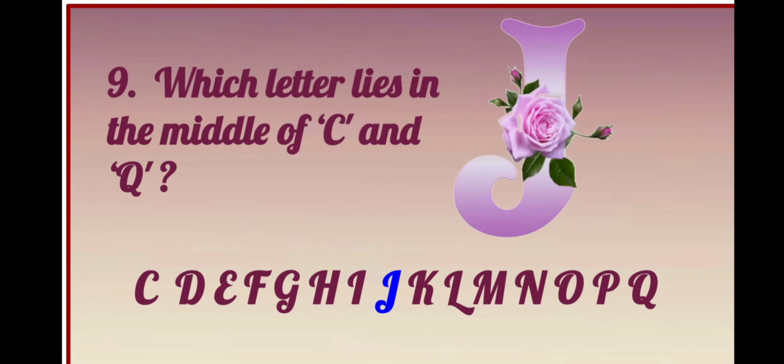Next is, which letter lies in the middle of C and Q? So here again we write only from C to Q. And you can see this: if we count from the C side, 1, 2, 3, 4, 5, 6, 7, 8, J will come, and from the Q side, 1, 2, 3, 4, 5, 6, 7, J comes also. So J is the correct answer.